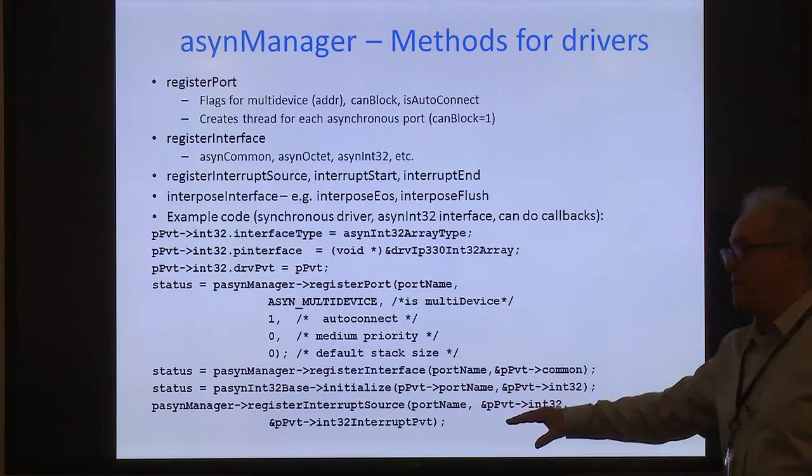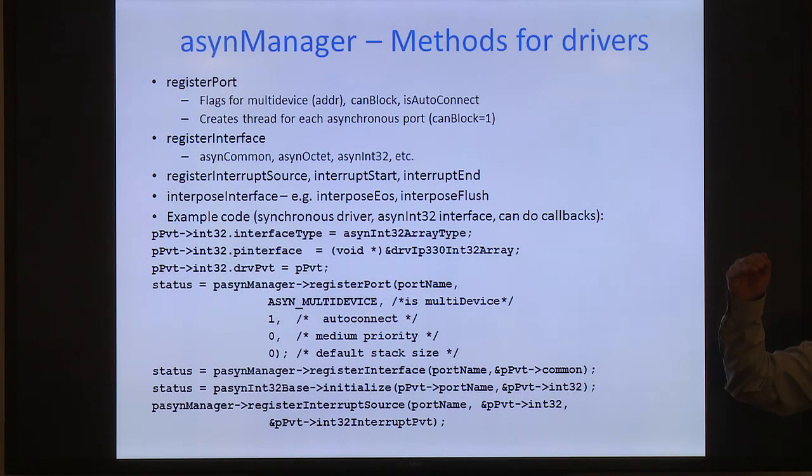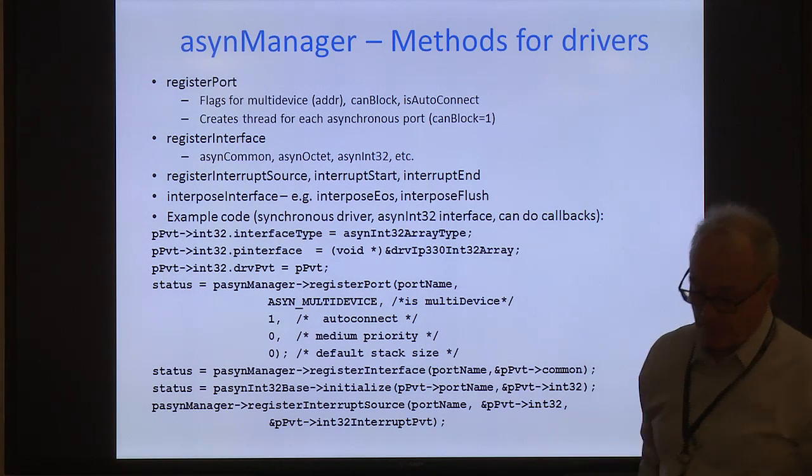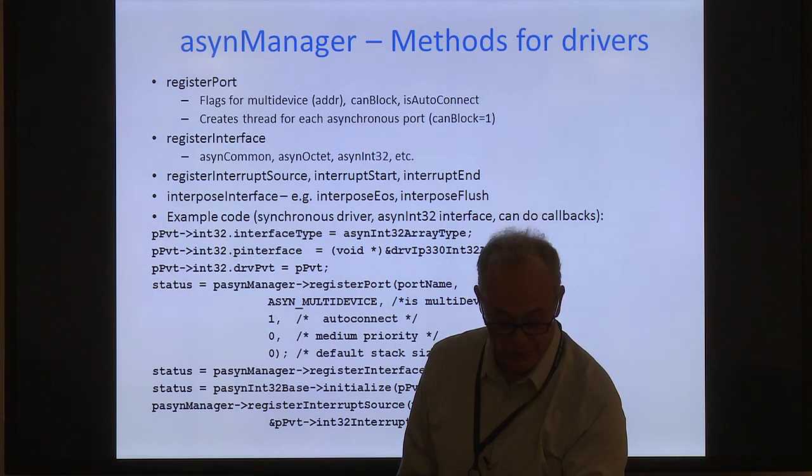Callbacks, I should say here, would usually be used with input records that have scan equals I/O interrupt. In other words, you have an input record that you don't want to constantly be polling the driver for, asking what's the new value, what's the new value. The driver will call device support every time there's a new value, and if the record has scan equals I/O interrupt, the record will then process. But typically the driver would only do that callback when there's a new value. So that basically means you don't have to poll. The input records update automatically whenever there's a new value, which is generally what you want.